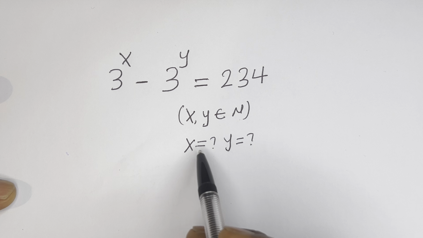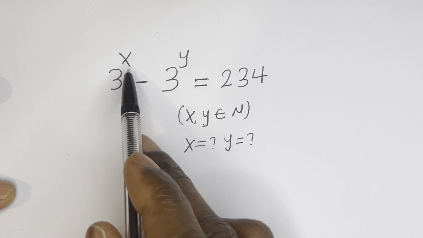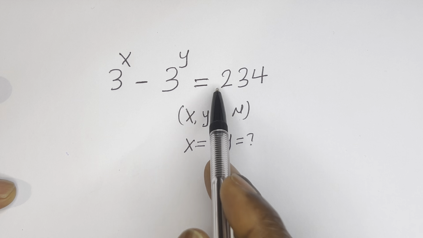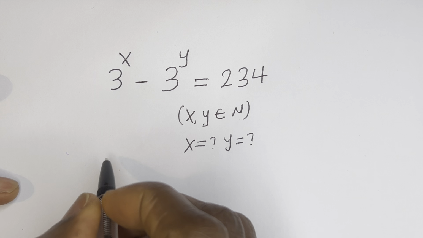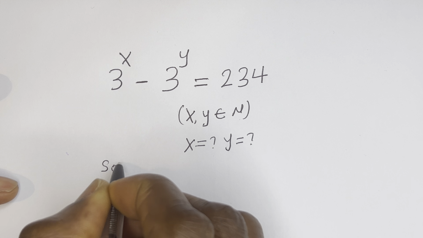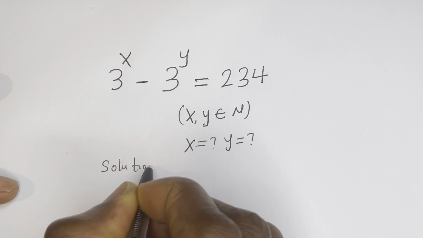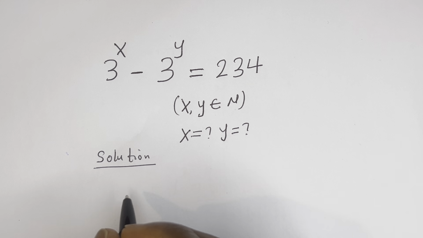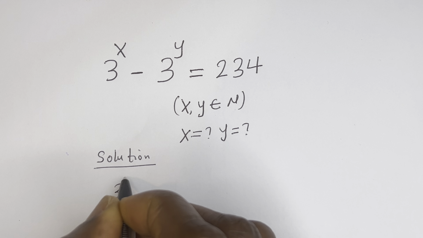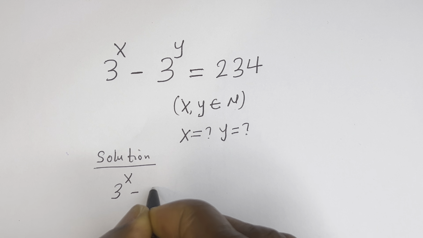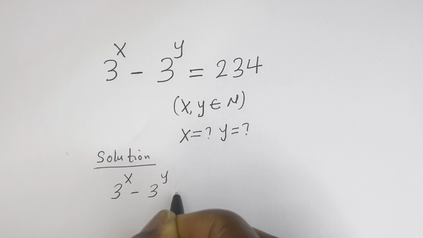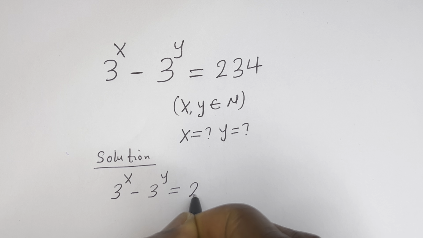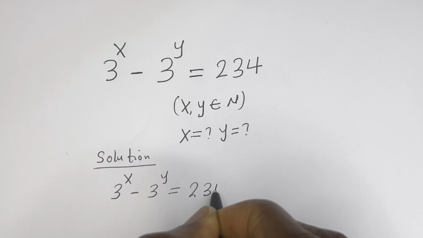Hello, how to solve for x and y in this equation? 3 to the power of x minus 3 to the power of y is equal to 234. Solution. Then here we have 3 to the power of x minus 3 to the power of y is equal to 234.